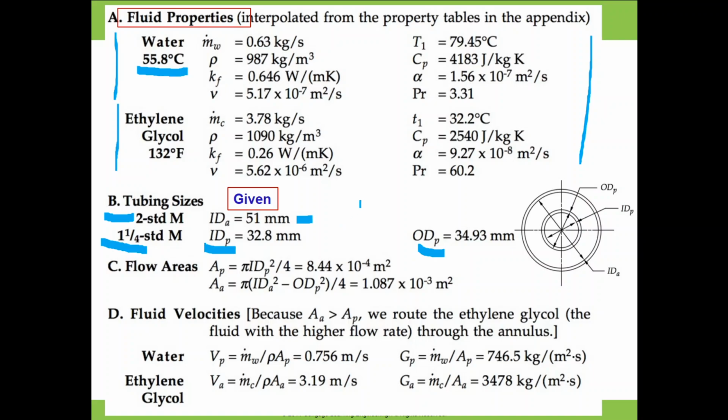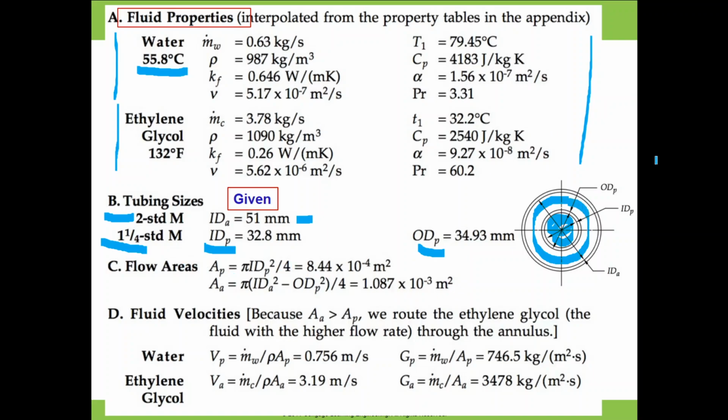Second pipe, outer pipe, we will call it annulus. So all the three diameters are given, and then we can calculate the flow area. What is the flow area inside this pipe? So this is the flow area for the pipe, and this is the flow area for the annulus. So we need to calculate this.